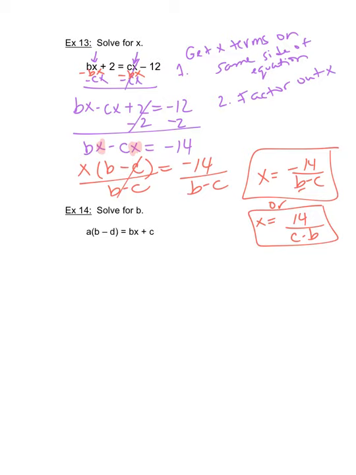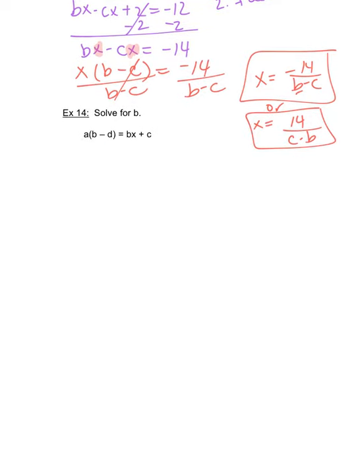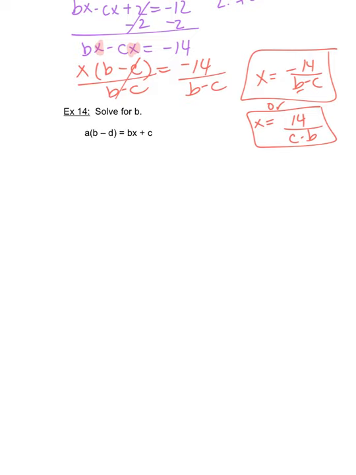Okay, at this point you might want to pause the video and try example 14 on your own. And I'll go over it now. I'm going to solve for b, so I'm going to first distribute the a. I have ab minus ad equals bx plus c. I'm solving for b, so I'm going to try to get my b terms, which are here and here, on the same side of the equal sign. So I might subtract bx on both sides.